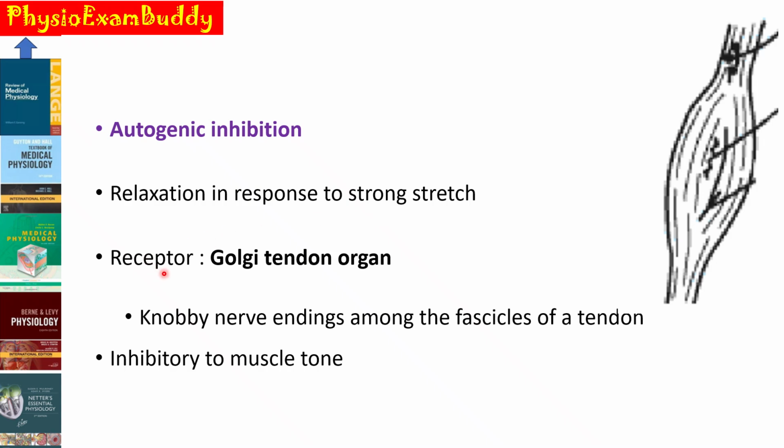The receptor for the inverse stretch reflex, also known as autogenic inhibition, is basically the Golgi tendon organ. Golgi tendon organs are basically located in knobby nerve endings, which are present among the fascicles of the tendon of the skeletal muscle. And they are basically inhibitory to the muscle tone.